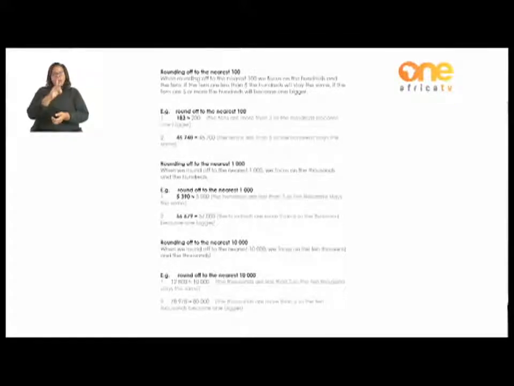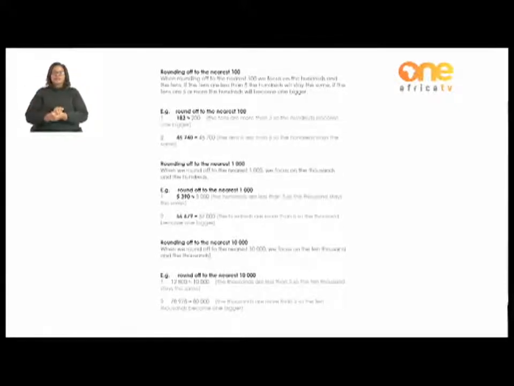183 rounded off to the nearest 100. We find the 100, that is the number that will either become 1 bigger or stay the same, and we look at the 10. If the 10 is 5 or more, the 100 will become 1 bigger. So the 10 is an 8, which is more than 5, meaning that will change the 100, and the 100 becomes 2. So 183 is rounded off to the nearest 200.